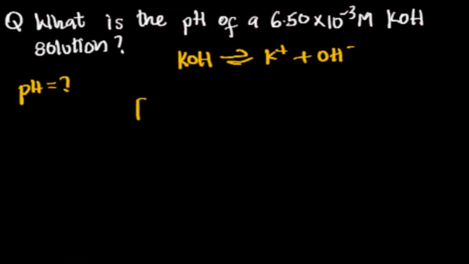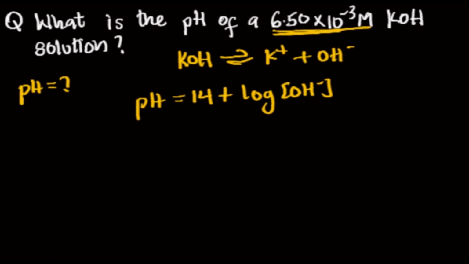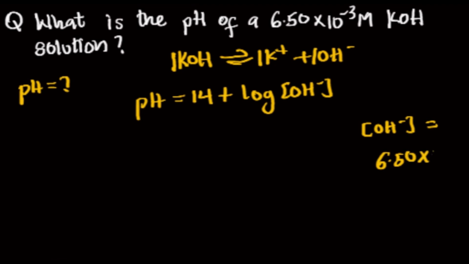You can actually make use of pH equals 14 plus log hydroxide ion concentration. It's very, very simple and direct. Then just plug in your OH here. Since you're already given the concentration of the base to be 6.5, from the equation you see that 1 mole of this dissociates to produce 1 mole of this, and also 1 mole of this. So the concentration is going to be equal, and in that case, the concentration of OH minus is going to be equal to 6.50 multiplied by 10 raised to power minus 3.